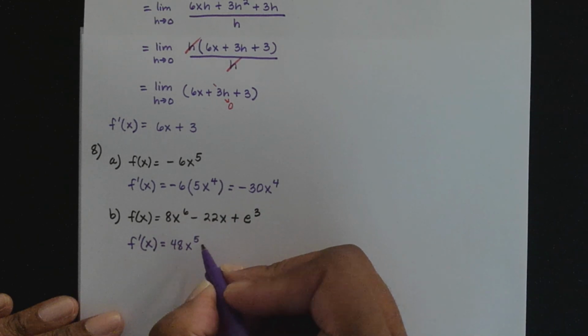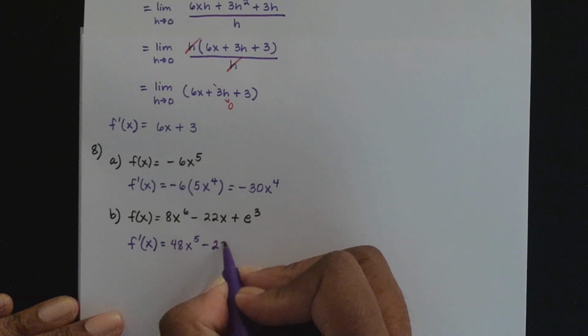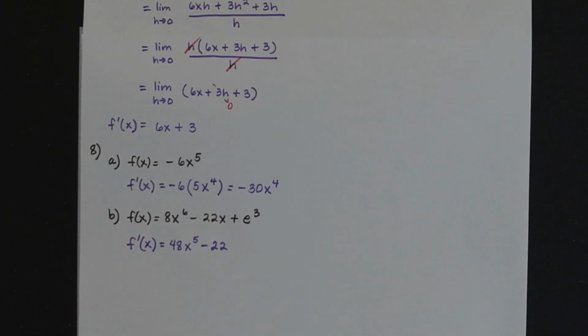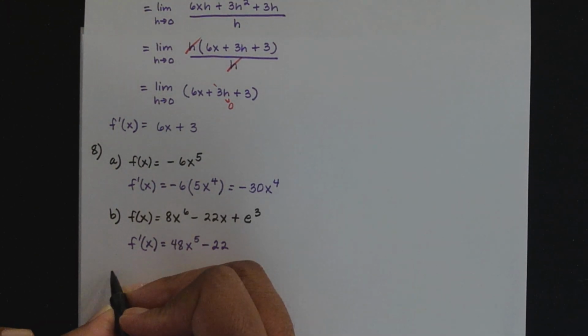What about the negative 22x? Then negative 22. And what's the derivative of e cubed? 0. Because e to the third is a constant. And the derivative of a constant is 0. So f prime of x for that function would be 48x to the fifth minus 22. Okay. Questions on part B?